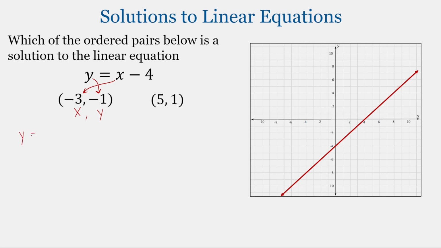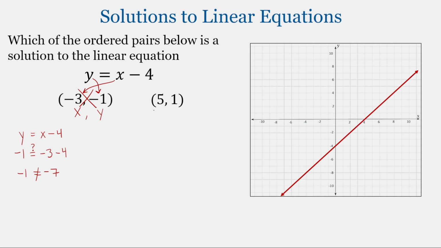So here we have y equals x minus 4. Instead of y, we're going to substitute that -1. And where there's an x, we'll substitute a -3. So now we have -1 equals -3 minus 4. And we're asking, is this true? So we have -1 on the left equal to -7. Well, that's not a true statement. -1 is not equal to -7. So this is not a solution to the linear equation.